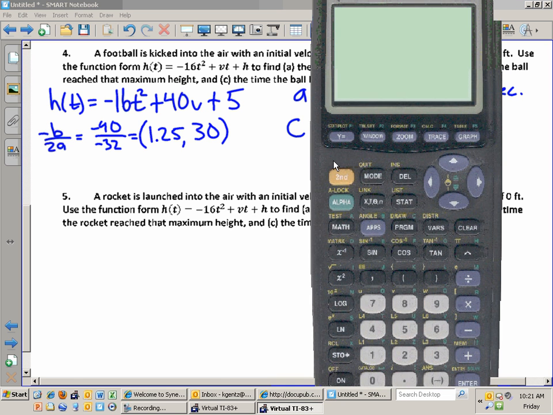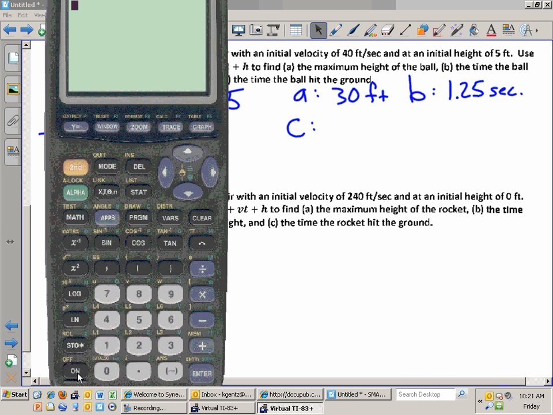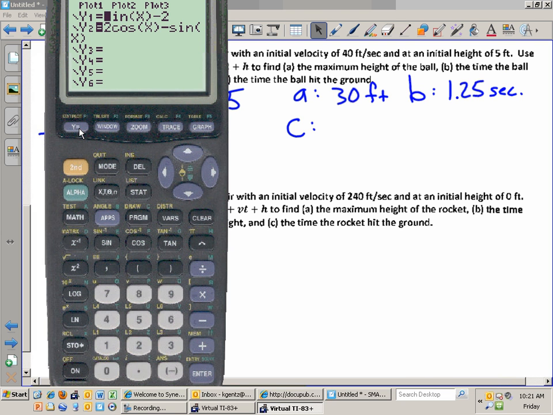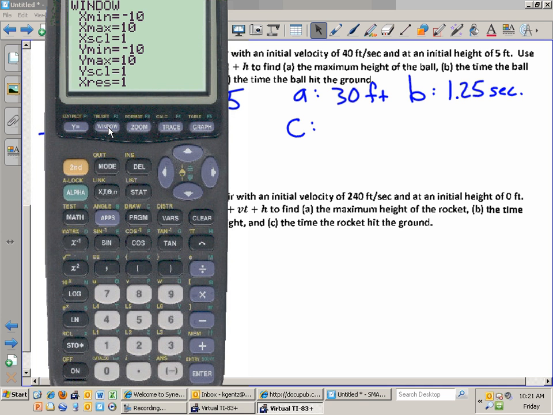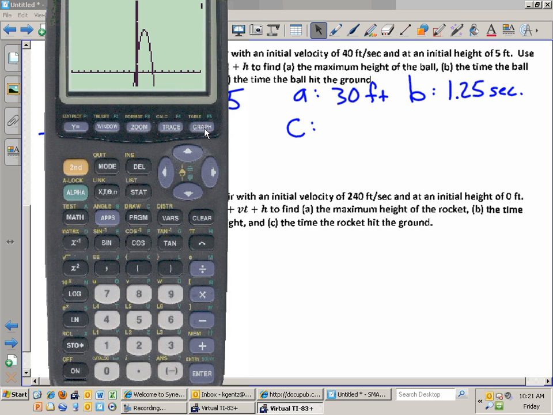I'm going to show you really quick, if you wanted to use your calculator, how you would do that. We go into y equals, and we type in our function, negative 16x squared plus 40x plus 5. I graph my function. I can't see the top of it. If I go in my window, which value should I change? The y max. I'll go up to 50. Maybe I'll see it then. I now press graph, and I can see the top of it.